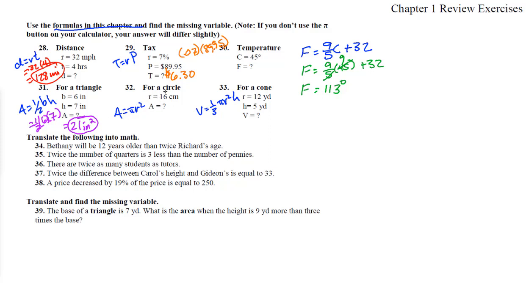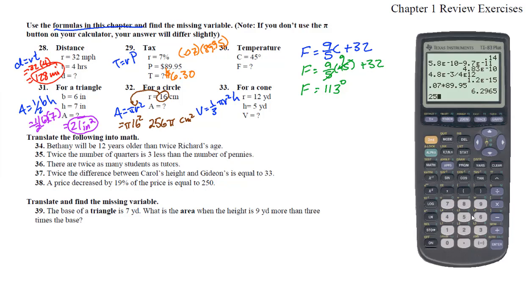Number 32, for a circle, we have area equals pi times the radius squared. Stick that guy in for the radius, and we get pi times 16 squared. Now notice this would be 16 centimeters squared, so the squared would also affect the centimeters. So 256 times pi. You could write it like this, 256 pi, in centimeters squared, which is the appropriate units for area. Or we can pull it out on the calculator and say, what is 256 pi? Use the pi button, and you get 804.24.